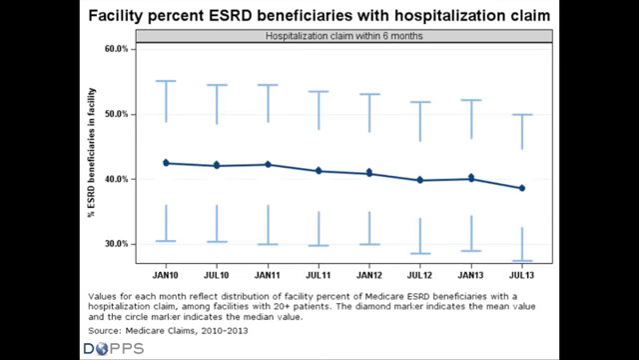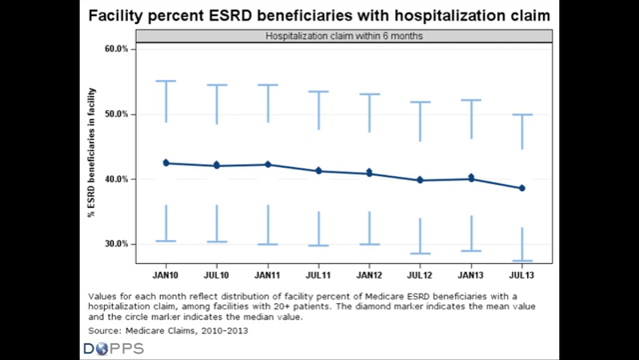Turning to the facility level graphic, this is the proportion of ESRD beneficiaries with a claim for hospitalization in the 6 months following. On this graph, the lines that are the circles that are connected correspond to the median facility. The diamonds just above them correspond to the mean facility. The upper and lower bars correspond to the 10th to 25th percentiles and the 75th to the 90th percentiles. And again, this is in relation to the facility proportion of patients with a hospitalization claim in 6 months.